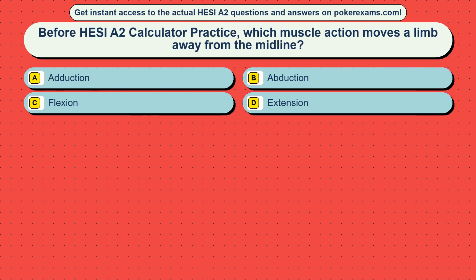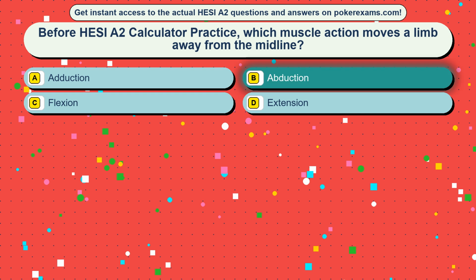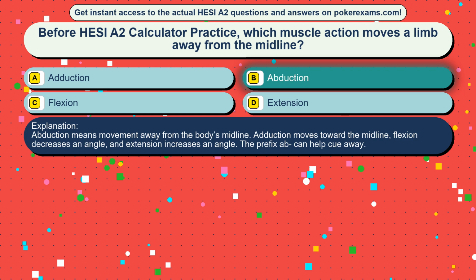Question 5. Before HESI A2 Calculator Practice, which muscle action moves a limb away from the midline? Option A adduction, option B abduction, option C flexion, option D extension. The correct answer is option B, abduction. Abduction means movement away from the body's midline. Adduction moves toward the midline, flexion decreases an angle, and extension increases an angle. The prefix AB can help cue away.